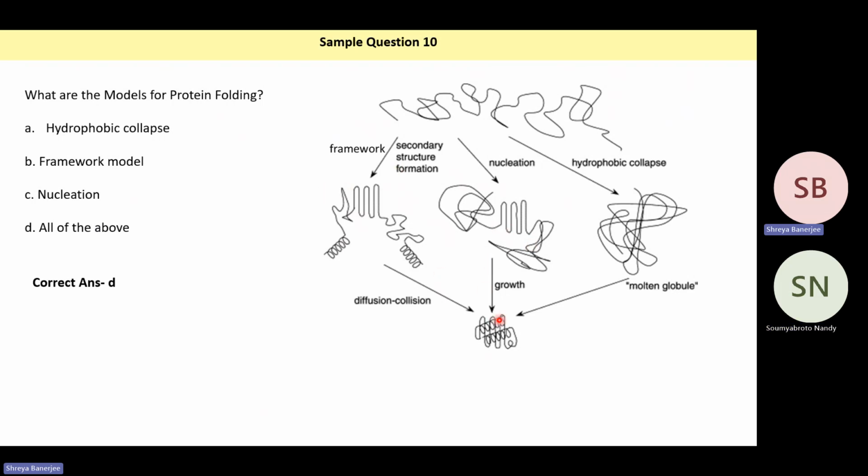So in these two models, the framework and the nucleation, the first step is similar, but nucleation predicts a steady growth, and the framework model predicts a diffusion collision, meaning that these secondary structures collide with each other and rapidly form the native structure. And hydrophobic collapse is kind of the opposite of framework. It says that first a collapse will happen because of hydrophobic interactions, forming a molten globule state. From this collapsed globular structure, the secondary structures will form later in order to form the native state. So these are three different models of protein folding, which are options A, B, C. So the correct answer is all of the above.